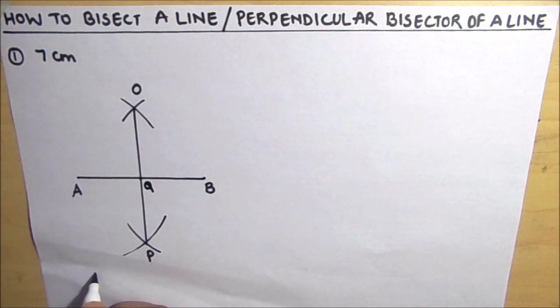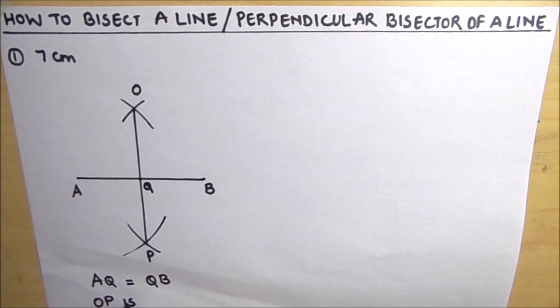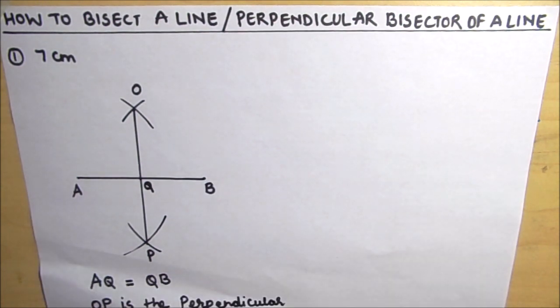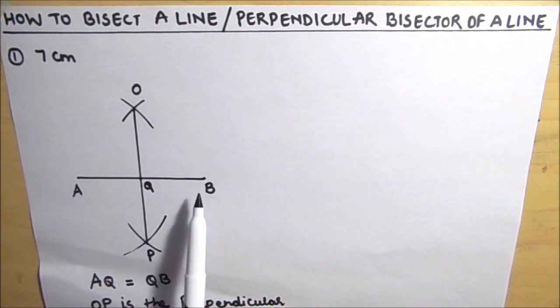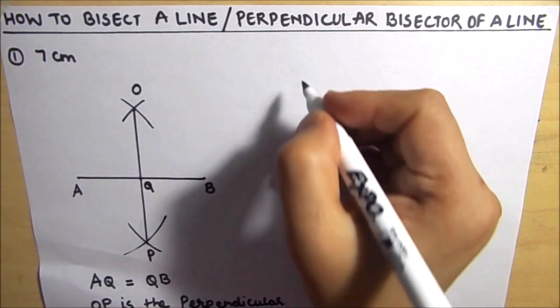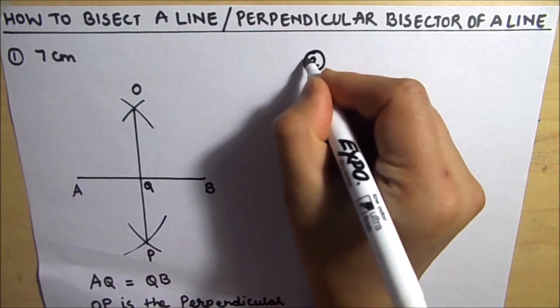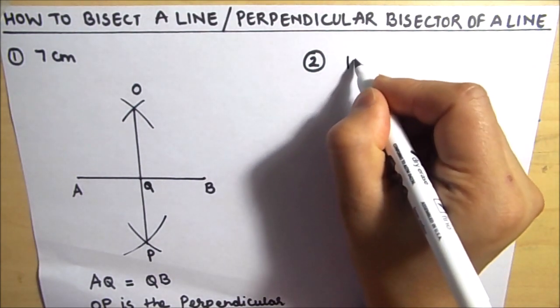So here AQ is equal to QB and OP is the perpendicular bisector. So OP is the line segment which divides the line AB into two equal line segments AQ and QB. Let's try one more example here. Now let's take one more example and draw a perpendicular bisector to a line segment equal to 10 centimeters in length.